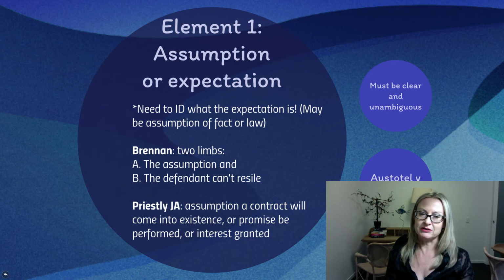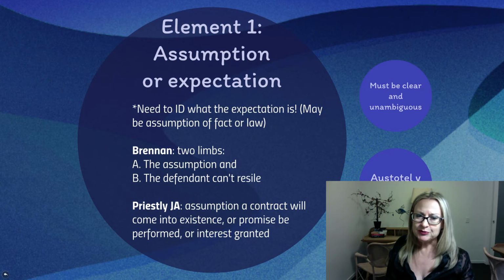Now, Justice Brennan in Waltons Stores said that the element of assumption has 2 limbs. There has to be an assumption or an expectation that these legal relations are going to arise. And secondly, there has to be an assumption by the plaintiff that the defendant won't be able to get away with backing out of that assumption. Okay, the defendant can't resile from their assumption and go back on their word.